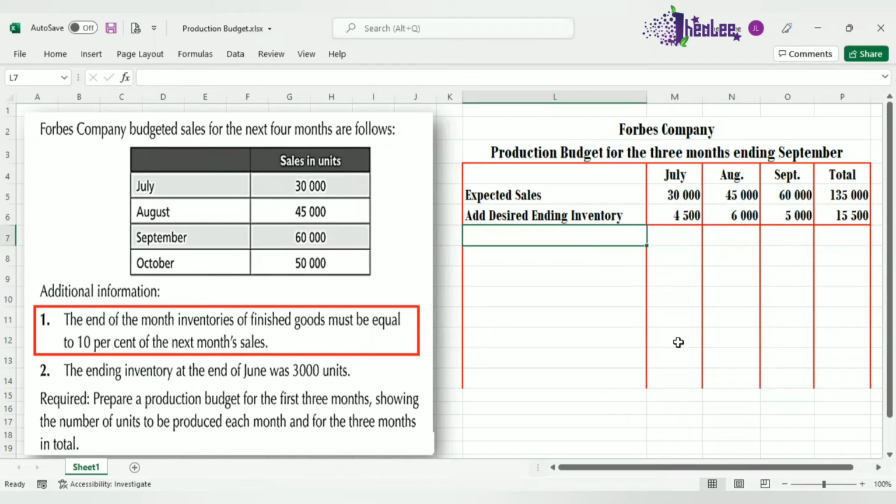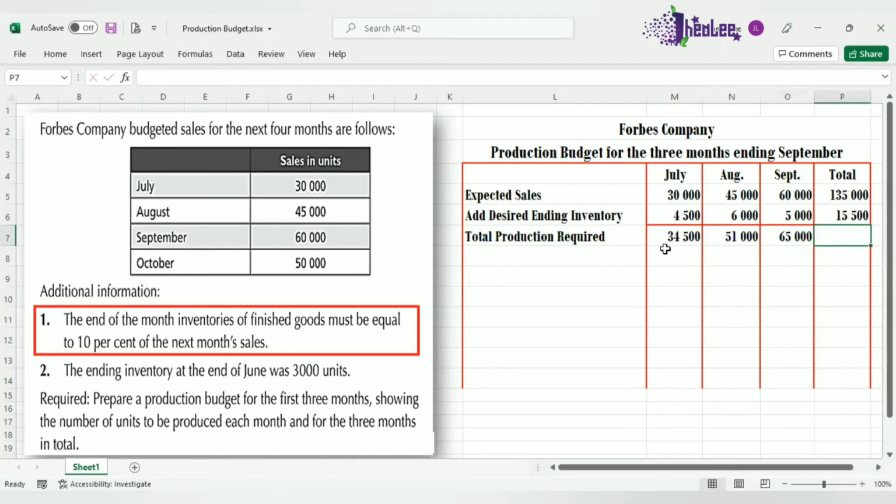What we're going to do now is to do our computation for each month, and that is going to give us what we call total production required. And we're going to do it for each month. For July, we have a total of 34,500. August, when we add this 6,000 to the 45,000, we get $51,000. For September, that is 60,000 plus 5,000, so that is 65,000.